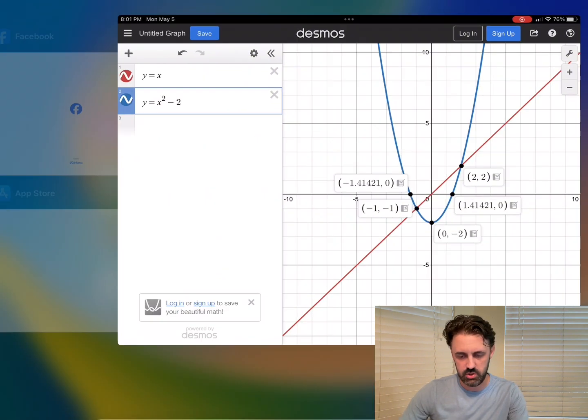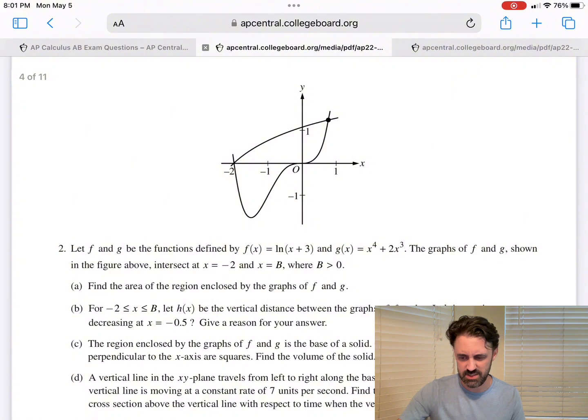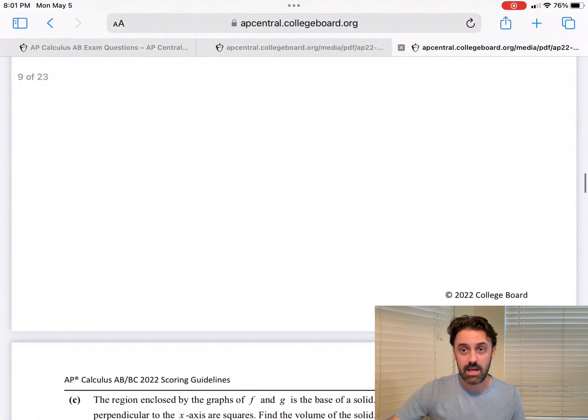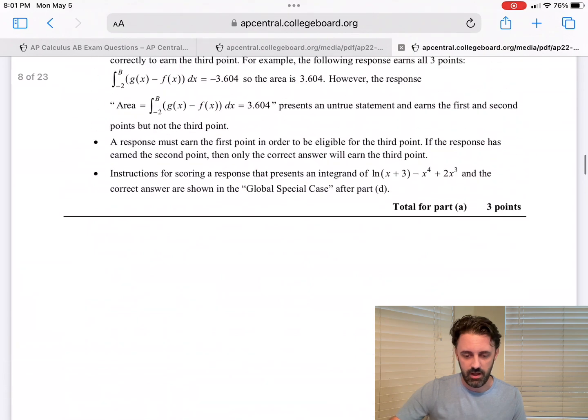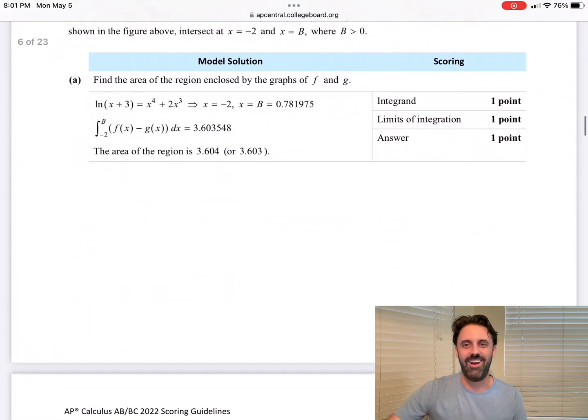Let me head back over to that FRQ. Part A just says find the area between the graphs of f and g. And so first we have to find b. So I'm just going to jump to the answer key here. And this is my second take of this video. The first take I took a picture, not a video. So we're going to try it again. Let me go back up to the top here.